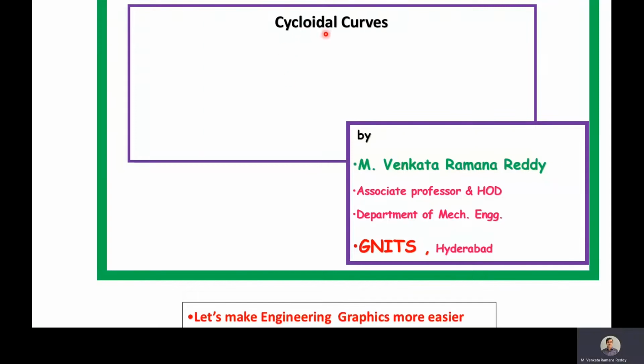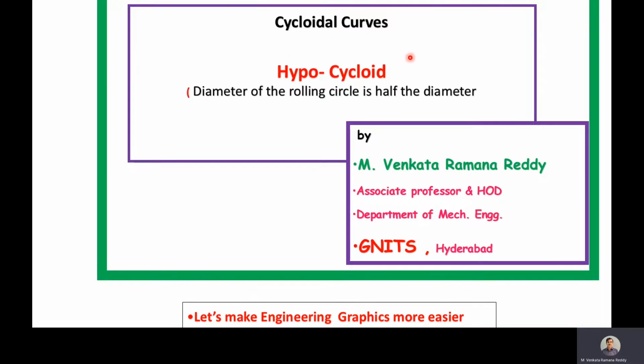Welcome to the discussion on the topic cycloidal curves. Under this, we are discussing a special problem on hypocycloid, that is, the diameter of the rolling circle is half the diameter of the directing circle. This is the sixth problem we are discussing under cycloidal curves. Now we'll enter into the problem.